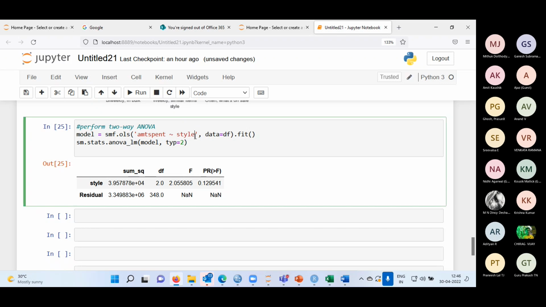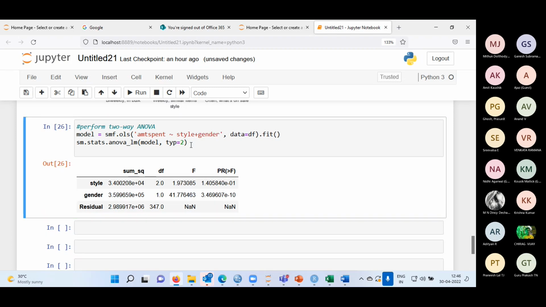So if I want to look at the second variable, what will I put? I will put gender. Let me just look at this variable. Style is having an impact. Gender of a person is also having an impact, right? Gender is having an impact means what? Whether you're a male or a female, that fact matters when you spend, because men may tend to spend a bigger amount and females may tend to spend a lesser amount. So gender is having an impact.